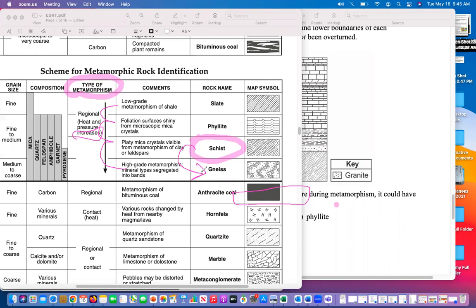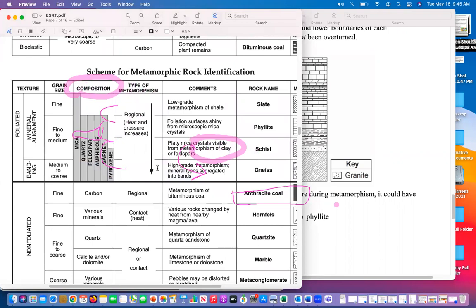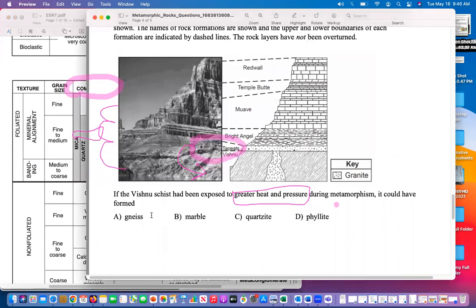And therefore, my answer is going to be gneiss. So remember, only for foliated rocks, for this section alone, when you're going down from slate to phyllite to schist and to gneiss, the type of metamorphism increases as you go down. And so that's why the correct answer is gneiss, choice A.